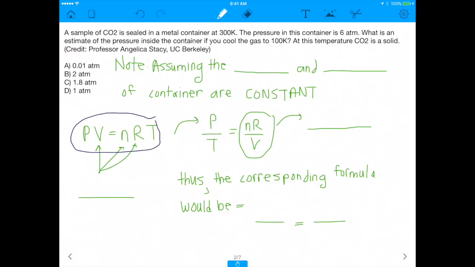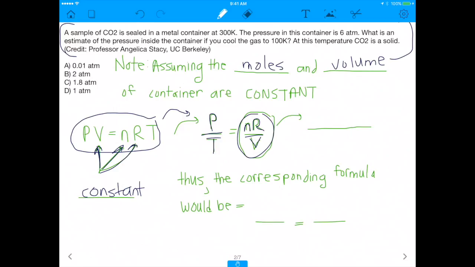In PV equals nRT, if you look at this problem, the only things that actually change are pressure and temperature. The volume stays constant, the moles stay constant, and the ideal gas constant stays constant, right? So if we assume that the moles of the gas and the volume of the container are constant, then we can change this PV equals nRT expression into P over T equals nR over V. And remember, R is already a constant. If we assume that n and V are constant, then this whole right side becomes a constant.